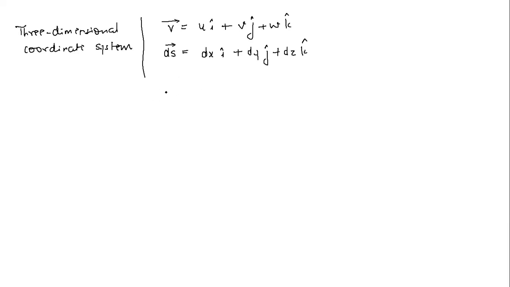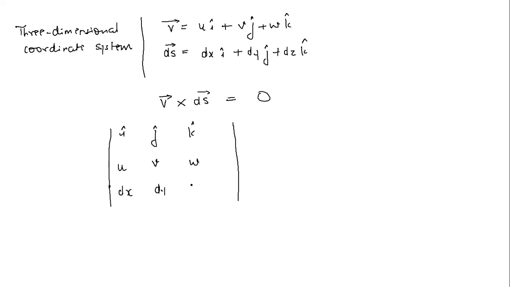Now just take this as v vector cross ds vector is equal to 0. Let's simplify this. If you remember how we used to solve these equations, this is i cap, j cap, and this is k cap. So this is u, this is v, this is w, and this is dx, this is dy, and this is dz, and this should be equal to 0, correct? So just remember how we used to solve this.